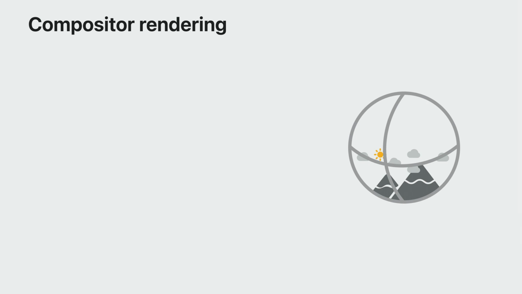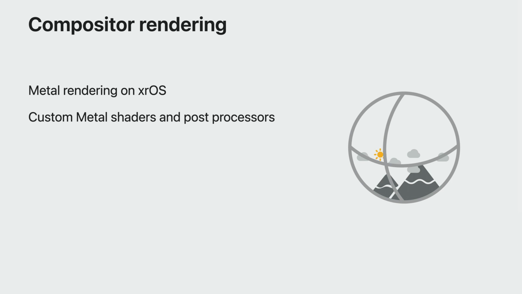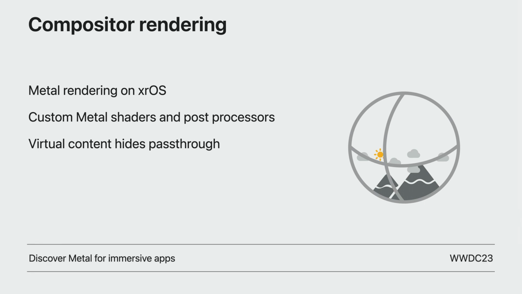If you'd like to write your own engine, the Compositor Services API gives you access to Metal rendering on xrOS. You can combine it with ARKit, which adds world tracking and hand tracking to create a fully immersive experience. In this mode, you have full access to the screen and render the scene for each eye. You can use fully custom Metal shaders and post-processors. This enables you to completely replace real-world content with your own virtual content. Pass-Through and other apps are hidden. For more information on this, check out Discover Metal for immersive apps.